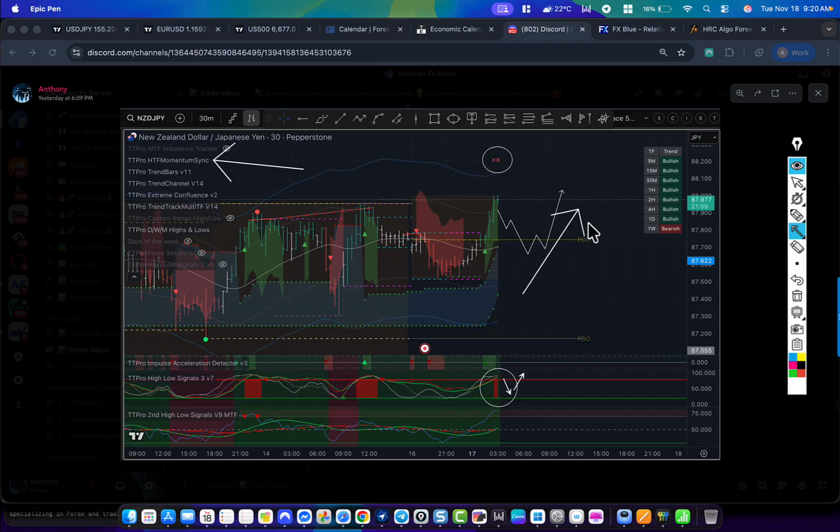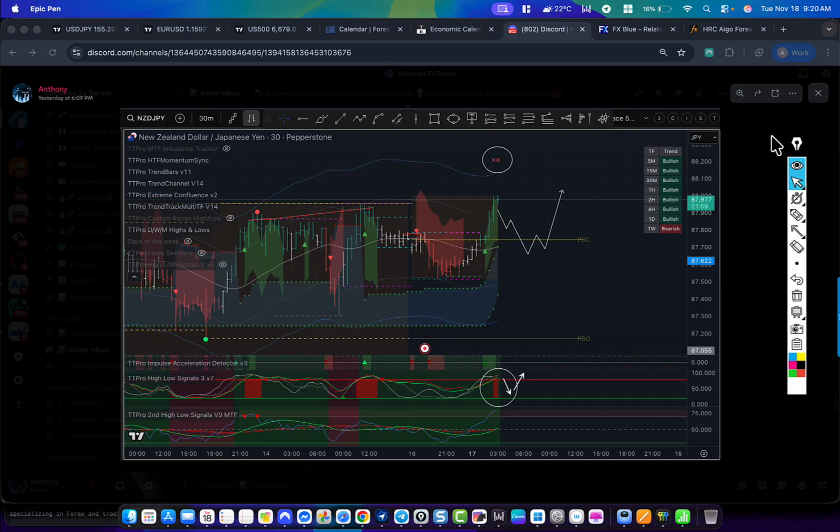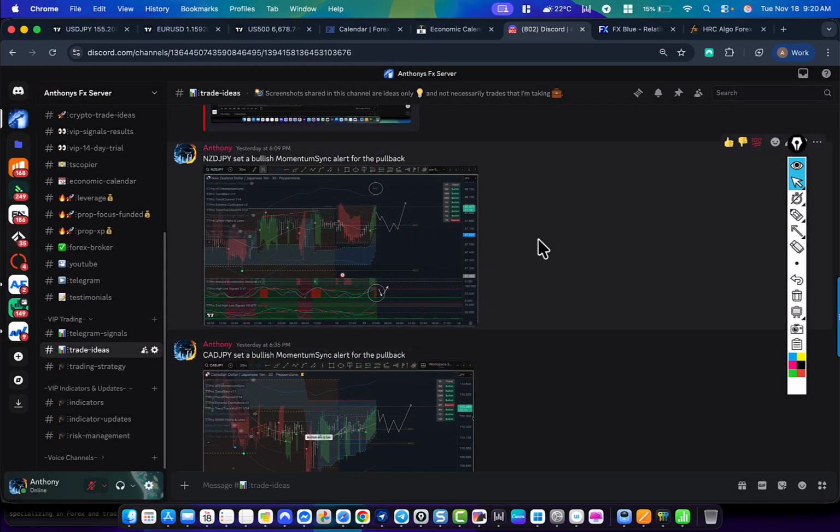See how I circled these guys? Well, that's telling us that it's most likely going to pull back. That's coming from the extreme confluence. So that extreme confluence gave you that red alert there. So then you look for that pullback. Okay, so that's the New Zealand yen.